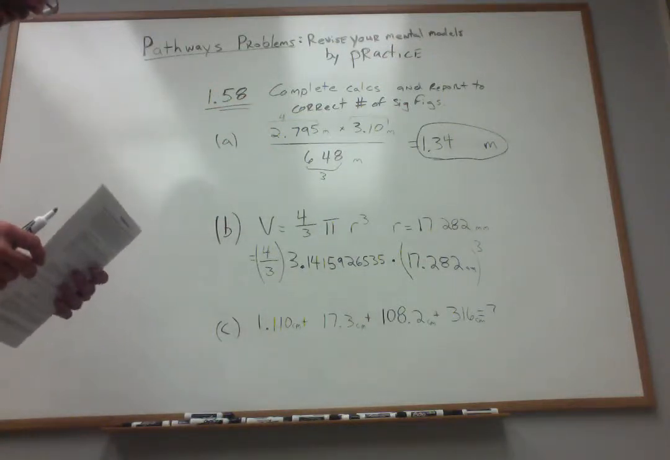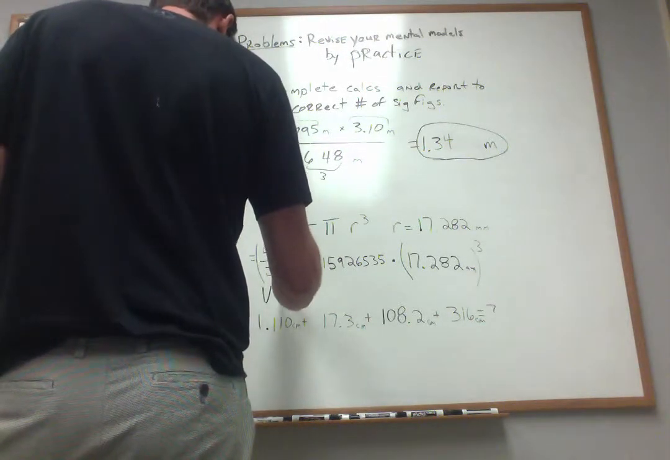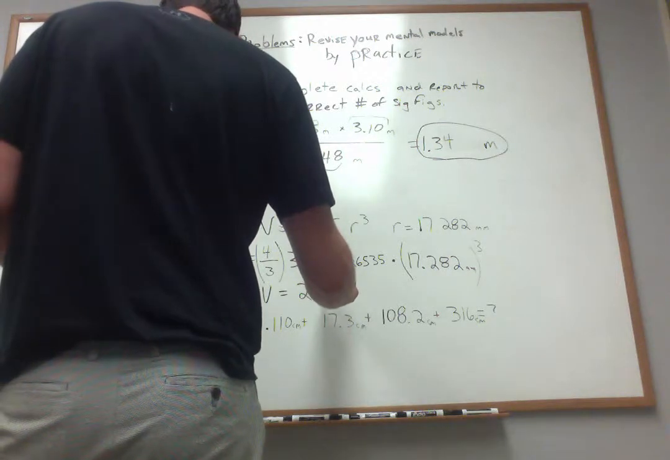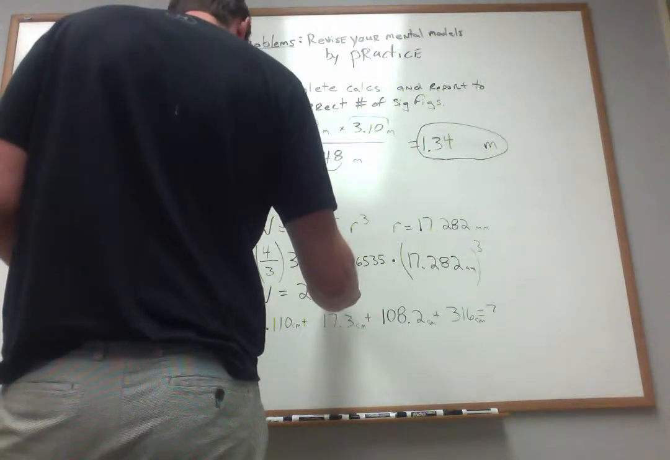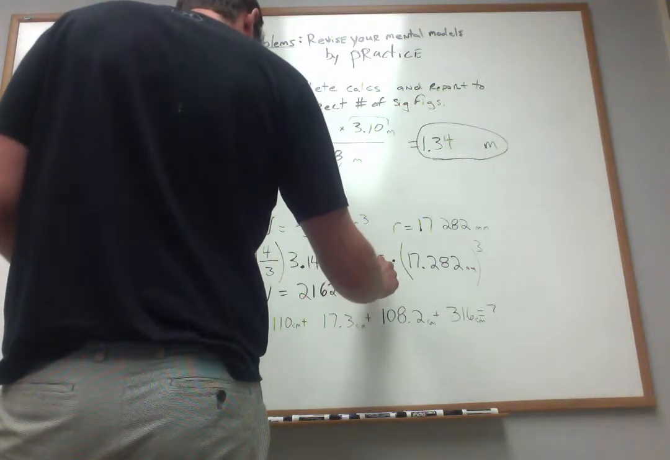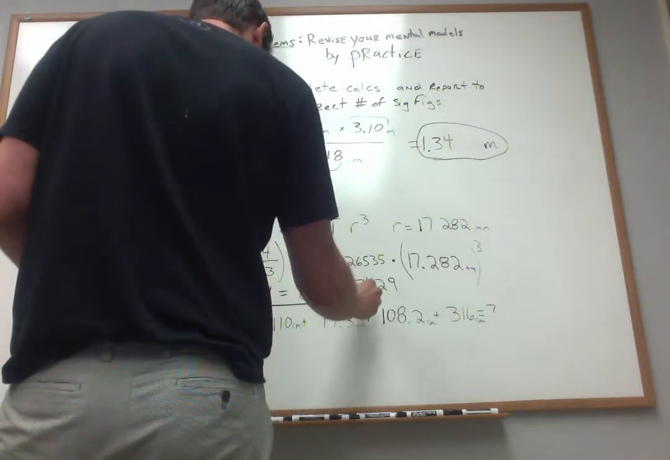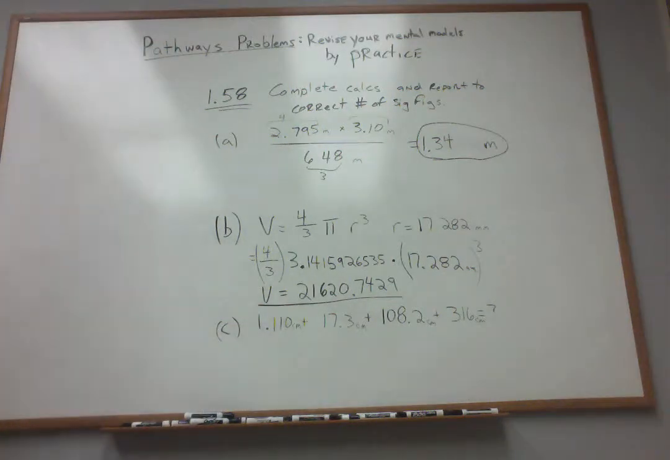So again, what I'm going to encourage you to do in such a case is go ahead and work out the math on your calculator, just as you normally would. Multiply and divide things together, as you need to do to get a numerical answer. And then once you finish that and you have a numerical answer, we come back and we think about sig figs at the end. Now in this particular case, when I do that computation, I get 21,620.7429 cubic millimeters would be the answer that I get off the calculator.